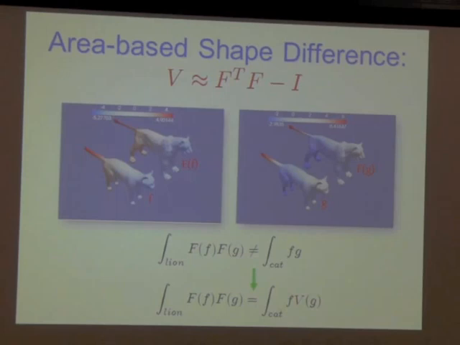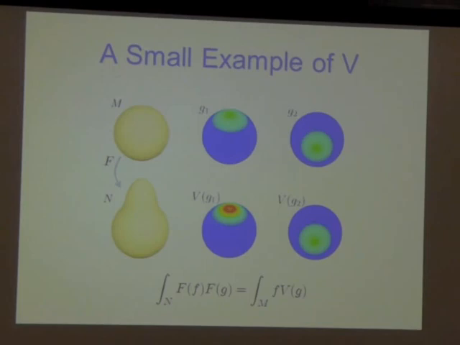And that's why I want to call this V my shape difference. Intuitively, you can see an example here. I take a sphere and I make a little bump on it. Well, a function like g that is not affected by the bump does not have to be compensated. But a function that lives right where the bump happens has to be compensated. That is what V does. It takes functions on one shape and changes them so that when I compute inner products on the original shape, I get the same effect as if transporting the functions over to the other shape and then computing the inner product.